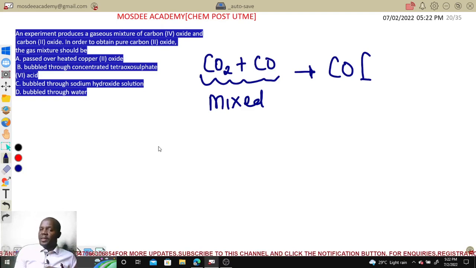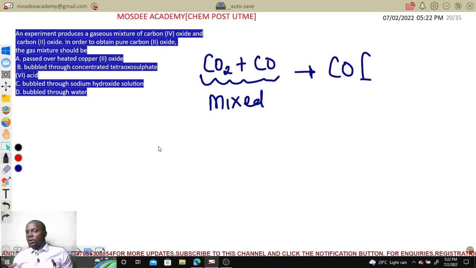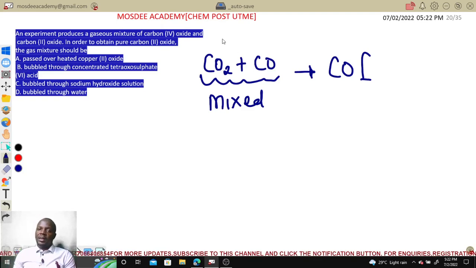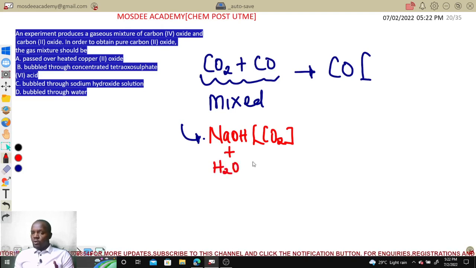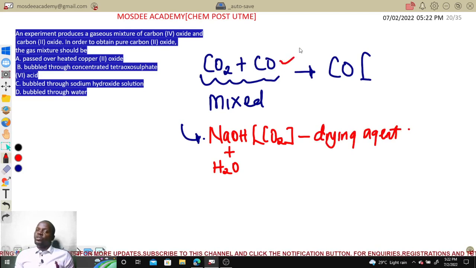So you can look for a drying agent that is going to dry up CO2, and you are left with what? There are different methods we can use when we are doing this in the chemistry lab. One of the fundamental knowledge we use is that we use NaOH to dry CO2. So it should be a solution of NaOH dissolved in water. So a solution of NaOH will dry CO2. So it's a drying agent. So when CO2 is dried, you are left with CO, which is what you want.